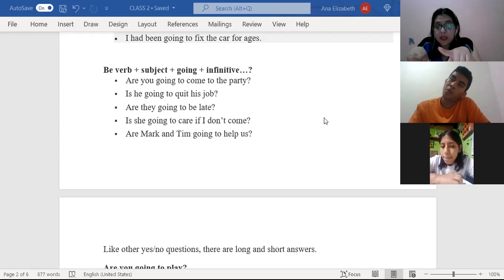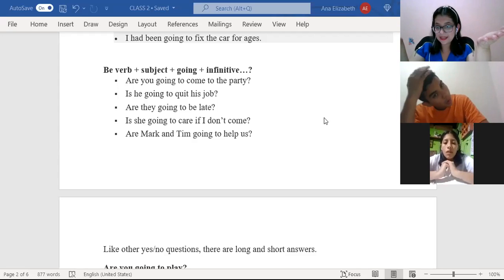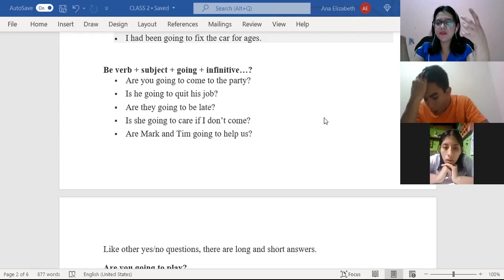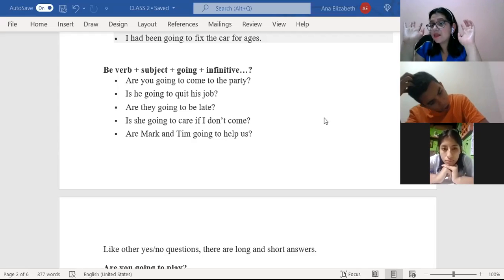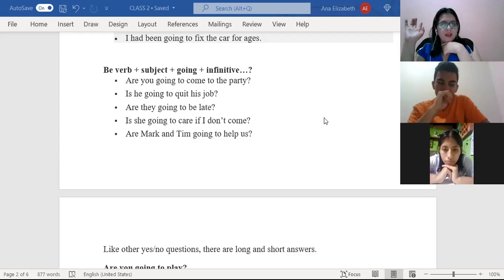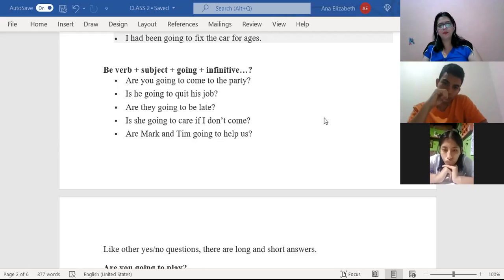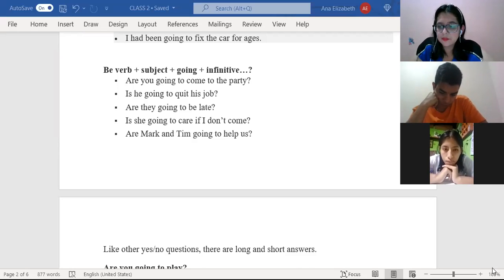Ajá, podemos utilizar at Susan's party, en la fiesta de Susie, ¿verdad que sí? Entonces ahí ya estamos ampliando la información y ya tiene sentido nuestra oración, ¿ok? Thank you. ¿Alguien más? ¿No? ¿Alguien más?